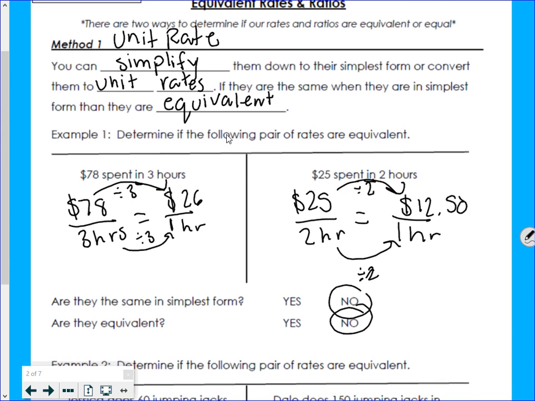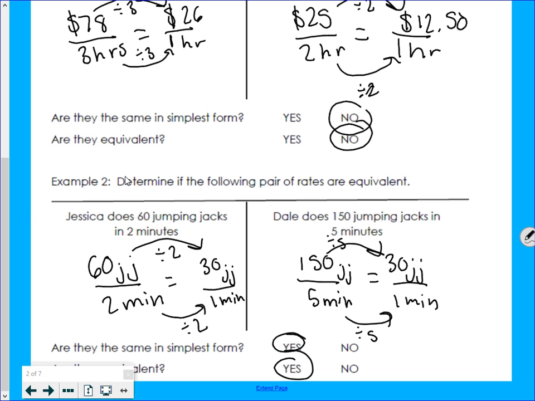All right, so we have Jessica does 60 jumping jacks in 2 minutes, but Dale does 150 jumping jacks in 5 minutes. When we change those to the simplest form, both as their unit rates would be 30 jumping jacks per minute. So they are the same in simplest form, which means that they are equivalent.